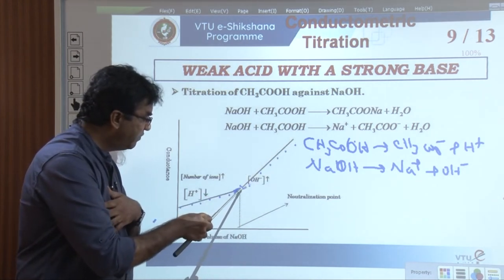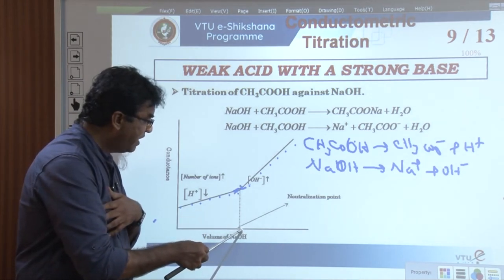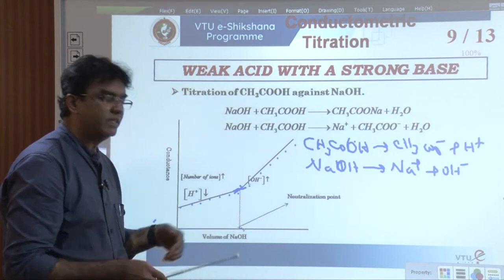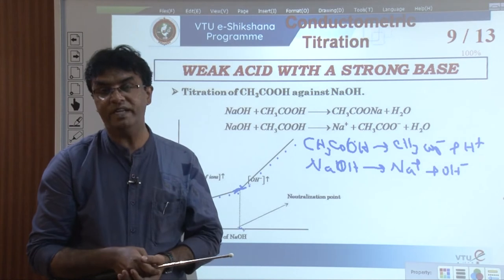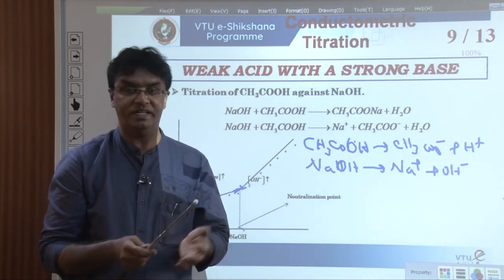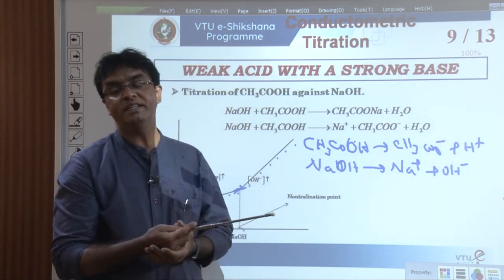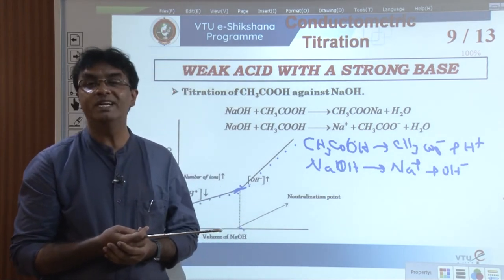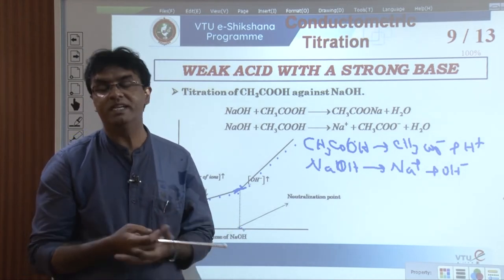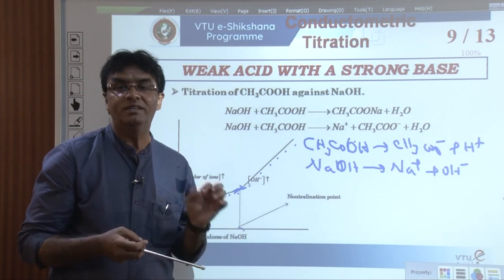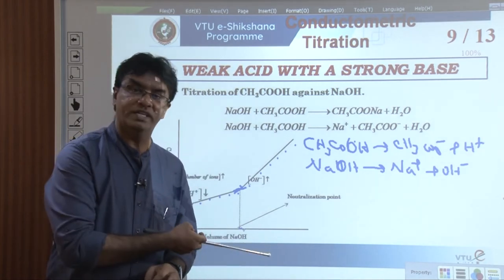From the point of intersection, draw a perpendicular to the x-axis. Where it touches the x-axis, it is nothing but the volume of NaOH required to neutralize 50 ml of acetic acid, if you have taken 50. So this is how we get the amount of NaOH required to neutralize 50 ml or 30 ml or 25 ml, however much acetic acid you have taken.